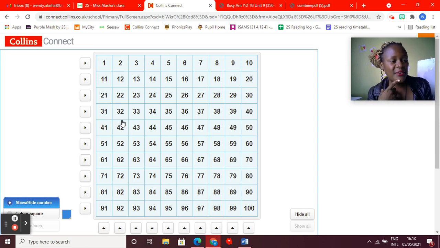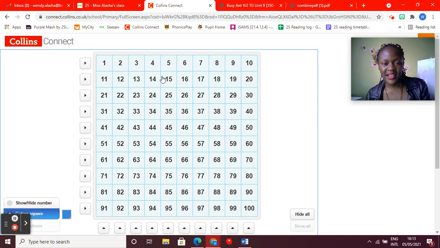I am thinking of a number, and this number has 8 ones. It doesn't have any tens, it just has 8 ones. Which number am I thinking about? Oh, if you said I'm thinking about number 8, you are right. You are absolutely right. That is the number I was thinking about.